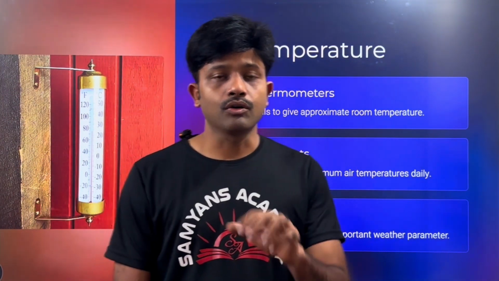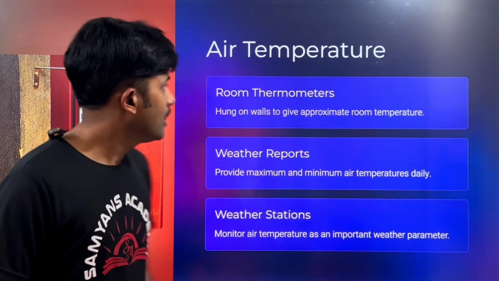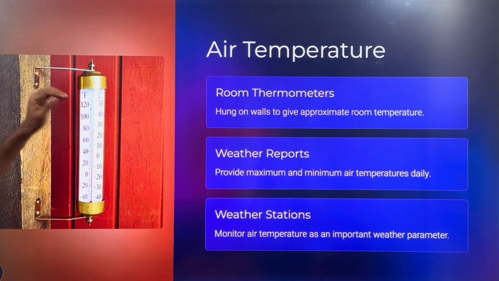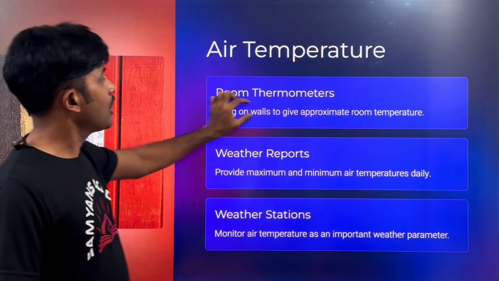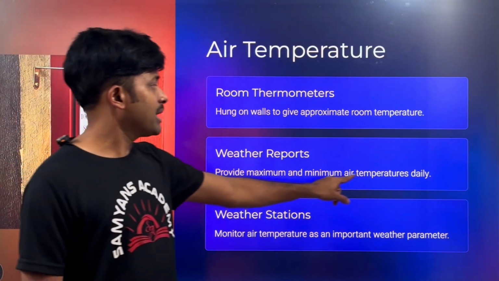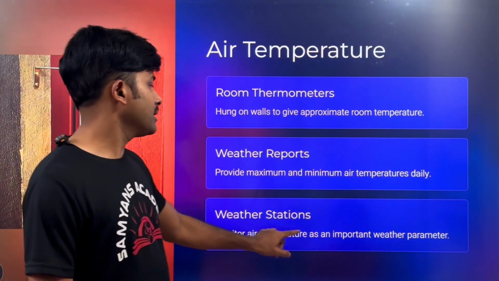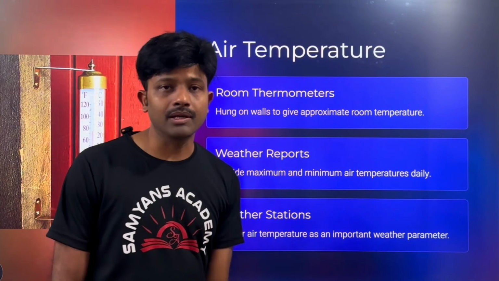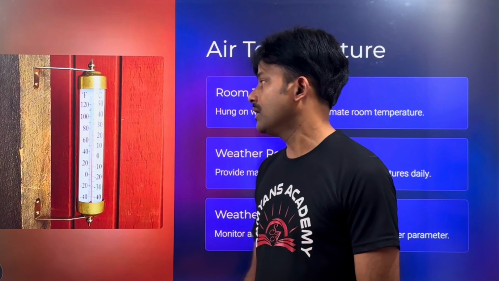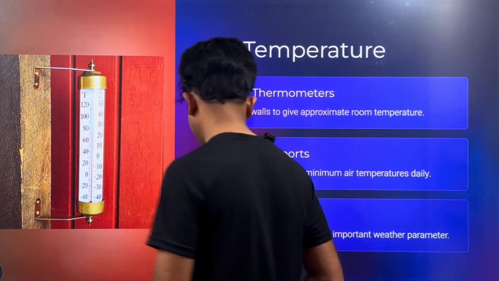It can measure the room temperature. Now you see these are the air thermometers. How can we use these air thermometers? Room thermometers are hung on walls to give approximate room temperature. Weather reports provide maximum and minimum air temperature daily, and weather stations monitor air temperature as an important weather parameter to measure the weather conditions, and we can use this air thermometer. Okay, this is about the air thermometer.